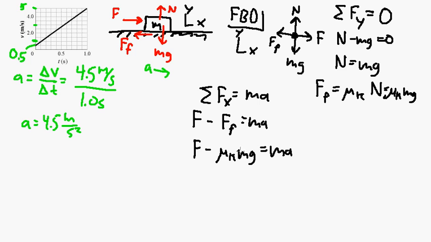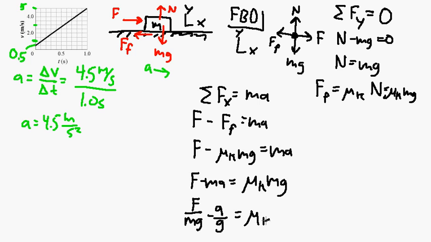And we want to solve for mu k, so let's see how do we do this. Why don't we do F minus ma equals mu k mg, and then we divide both sides by mg. So then we could have F over mg minus a over g equals mu k. And that should be enough for you to solve for mu k.